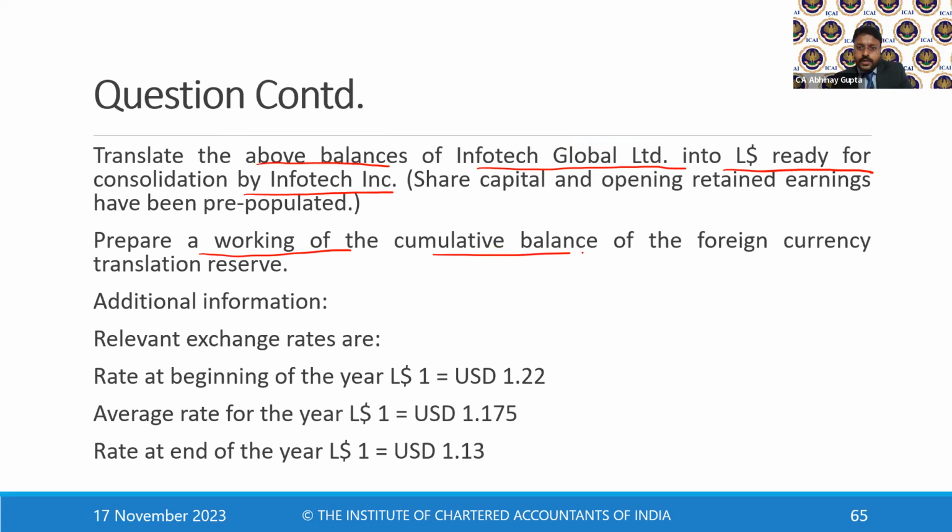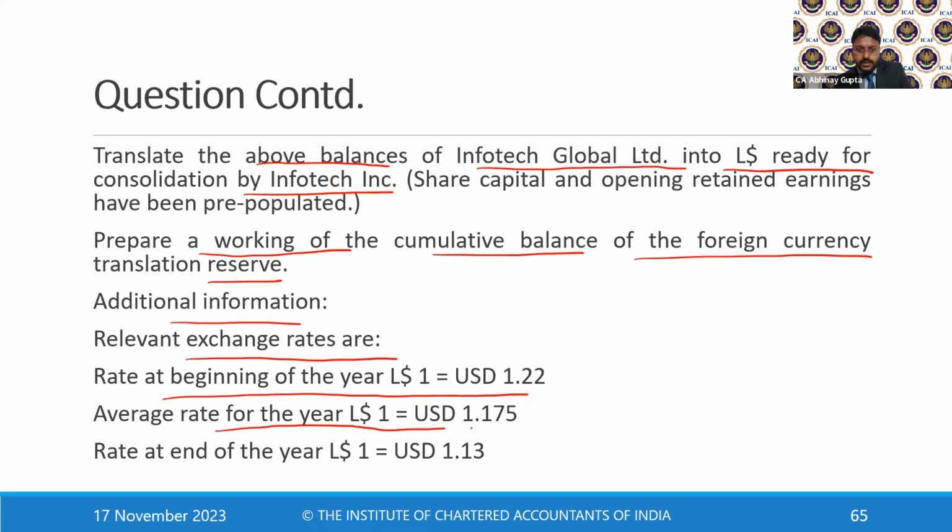Also prepare a working of the cumulative balance of the foreign currency translation reserve. Additional information. Relevant exchange rates are the rate at the beginning of the year, the average rate for the year, and the rate at the end of the year.